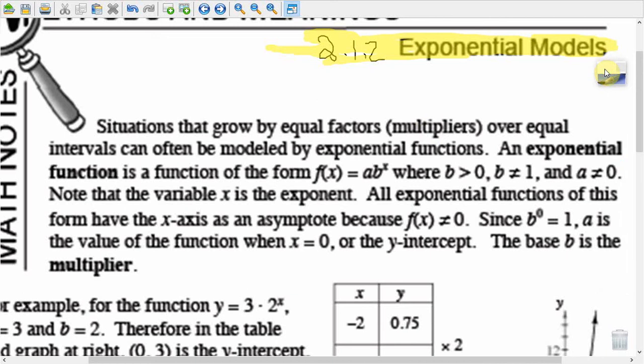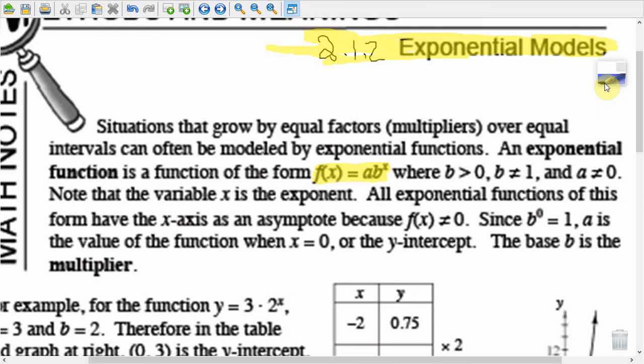Situations that grow by equal factors or multipliers over equal intervals can often be modeled by exponential functions. An exponential function is a function in the form of f of x equals a b to the x. I'm going to highlight that. You need to know it. f of x equals a b to the x, where b is greater than 0 and not equal to 1, and a is not equal to 0. Note that the variable x is the exponent. That's what makes it exponential.